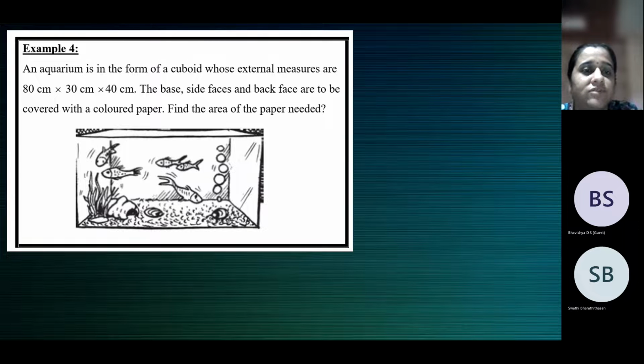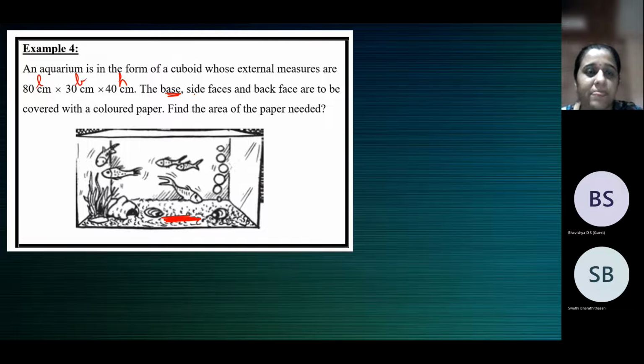An aquarium is in the form of a cuboid whose external measures are 80 centimeter by 30 centimeter by 40 centimeter. That is the length, breadth and height. It's always given in that order, length, breadth and height. You cannot change this order. It's always L, B and H. The base of the aquarium is the surface on which the aquarium stands.